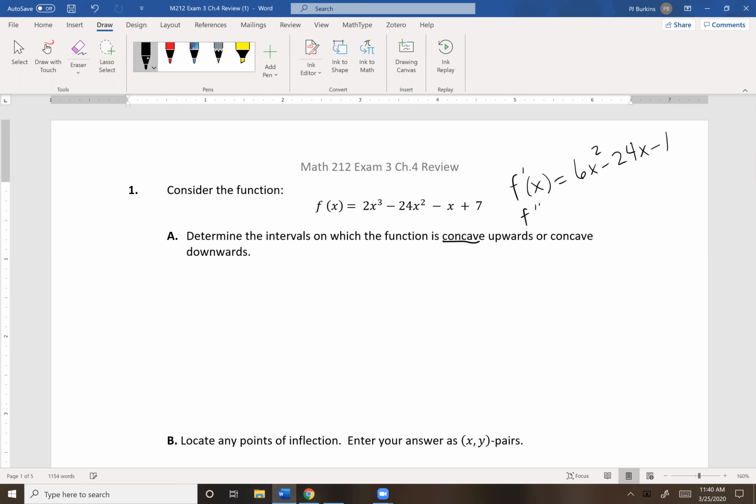Then find the second derivative. That's going to be 12x. Wouldn't it be 48x instead of 24x in the original derivative equation? Yeah, thank you. Oh, sorry about that.